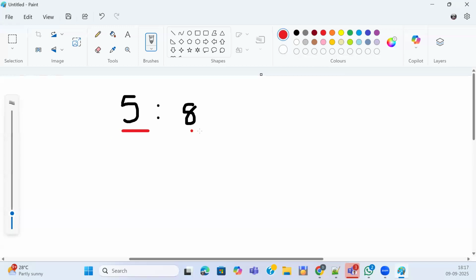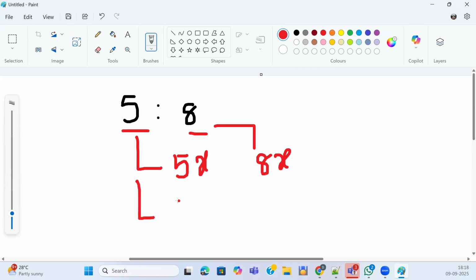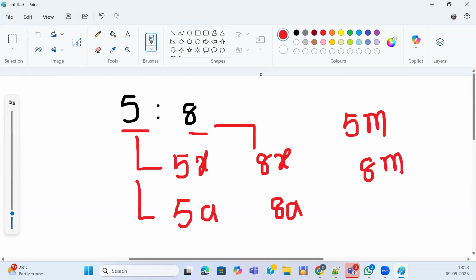So the ratio is 5 is to 8. Then what is my original number? My original number is 5x, and the other is 8x. Or somebody can assume 5a, and the other number will become 8a. Or somebody can assume 5m, and the other number will become 8m. Are you clear, everyone? Is it clear? Understood? Note down.